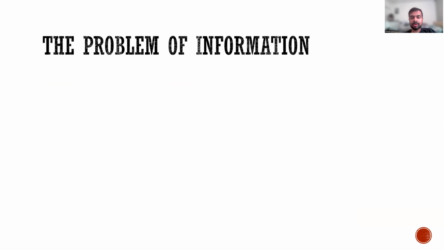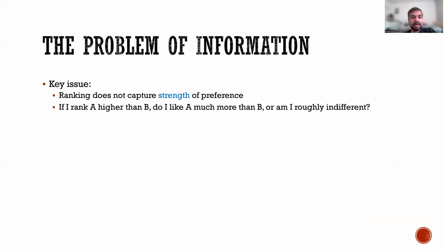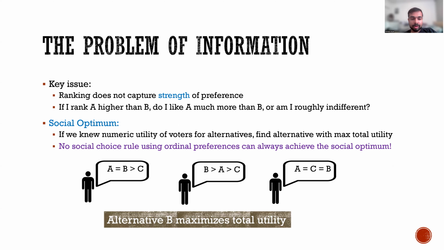However, there is a problem of information in the voting problem, and that is that the rankings do not capture the strength of preferences. For example, if a voter ranks A higher than B, then we don't know whether they like A much more than B or are roughly indifferent. In the same problem, let us say that all the voters who prefer A over B are roughly indifferent, whereas the one voter who votes B over A has a strong preference. Then, for the objective of maximizing the social welfare, the right choice would be to pick B as the winner. However, as we saw, plurality will pick A as the winner.